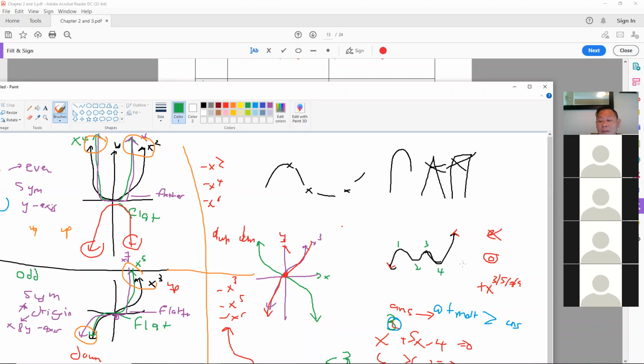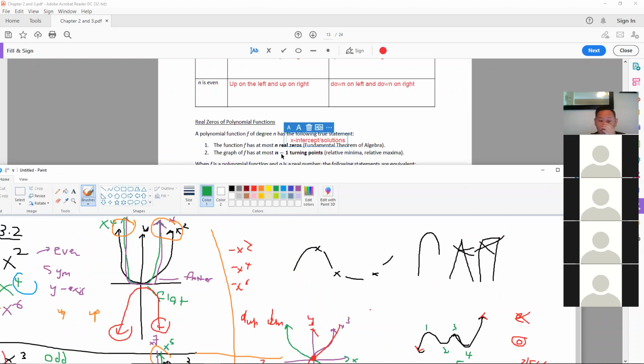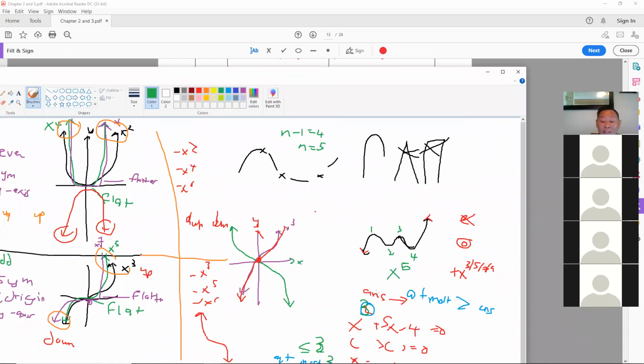So we know this fellow is going to be x to the power of 5, because since you got 4 turning points, n-1 equals 4. So n in this case is 5. That means your power in this case will be 5, and it's going to be a positive 5. So the turning points tell us what the power is. If you have power 5, you can have up to 4 turning points.